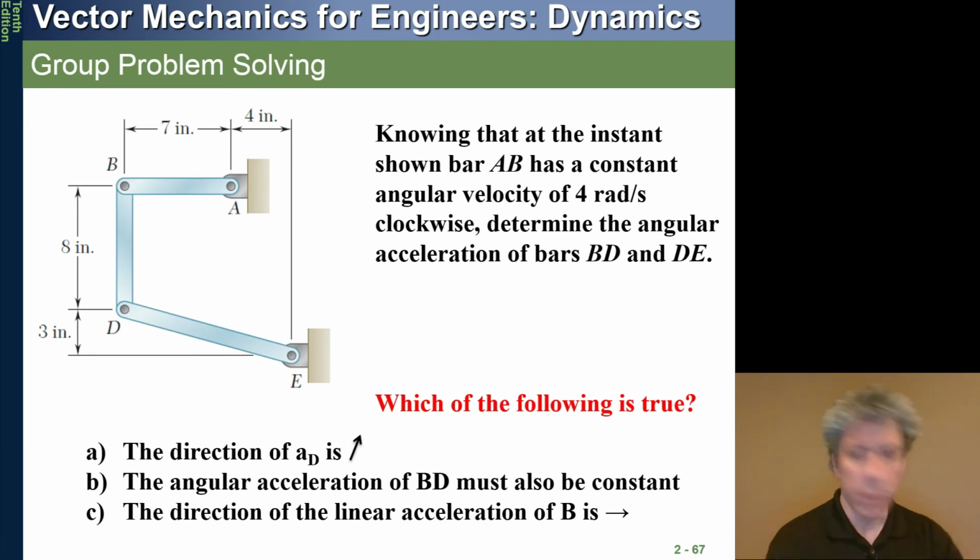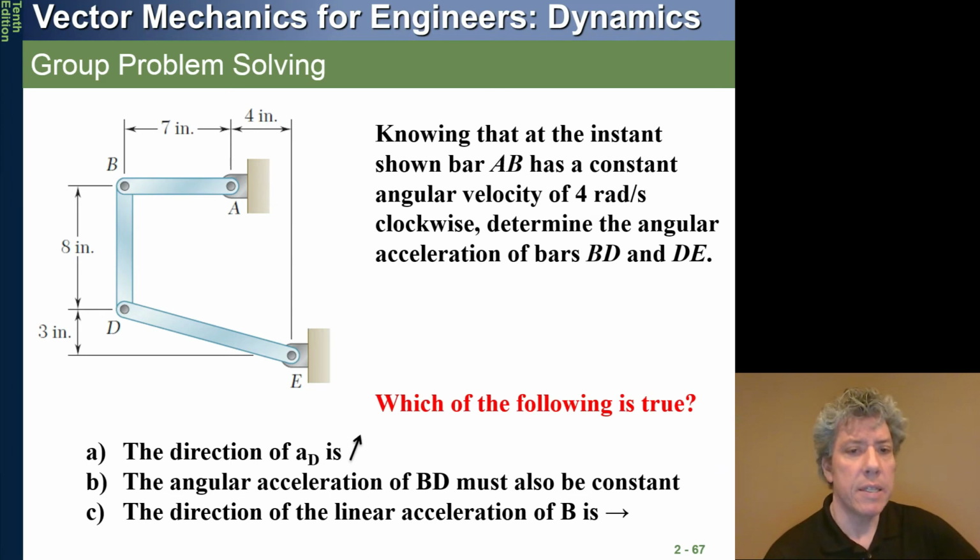I do want to go through the group solving problem because I think I can explain some important concepts to you through these problems. Knowing that at the instant shown, bar AB has a constant angular velocity of 4 radians per second clockwise, determine the angular acceleration of bars BD and DE. Well, before you even tackle the concept question, understand you're going to have to calculate the angular speeds, or the angular velocities, of BD and DE as well before you can even think about the angular acceleration, but we'll get there. So which of the following is true?